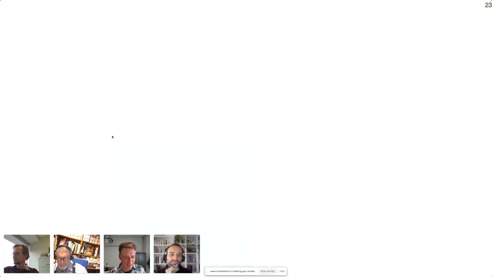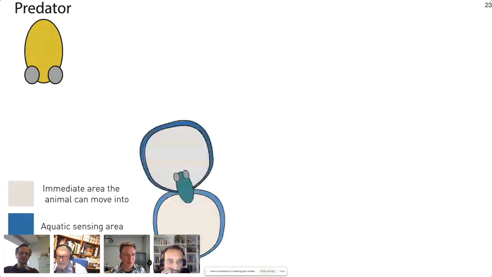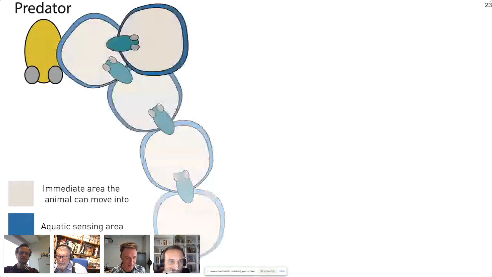And a cartoon of it might be, if this is the space you're immediately moving into, and this is your sensory space, they're basically the same space, basically unified, roughly one-to-one, and then you detect a predator and you've got to flee.